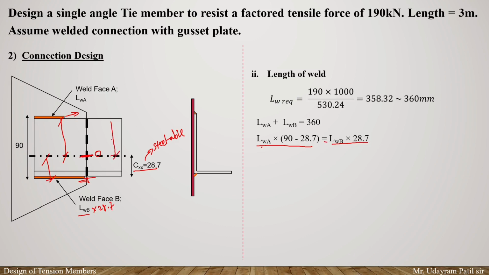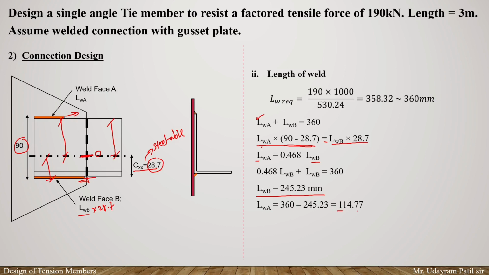this particular distance will be equals to, obviously total distance is your 90. So 90 minus 28.7, that will be your distance. So LWA multiplied by 90 minus 28.7. So that will give us another equation, LWA equals to 0.46 LW. Again, solving this particular numerical, putting in this particular value, we get the value of the LWB as 245 and LWA as 1147.